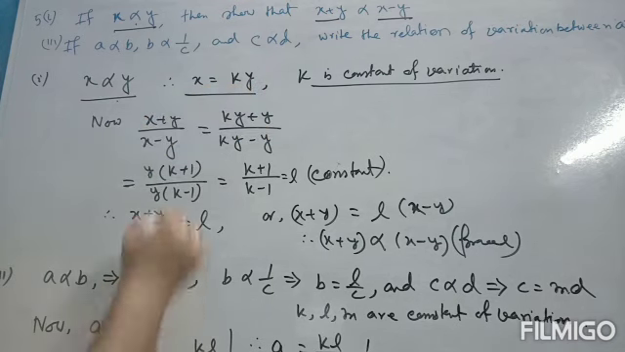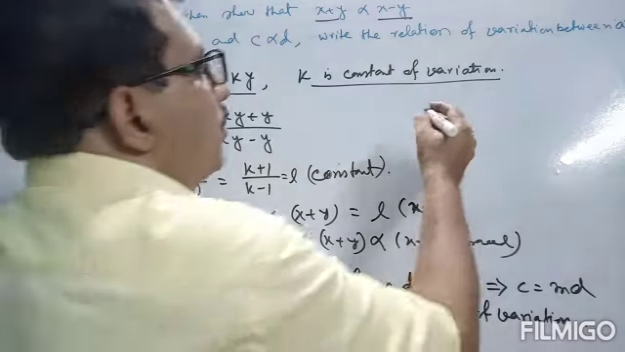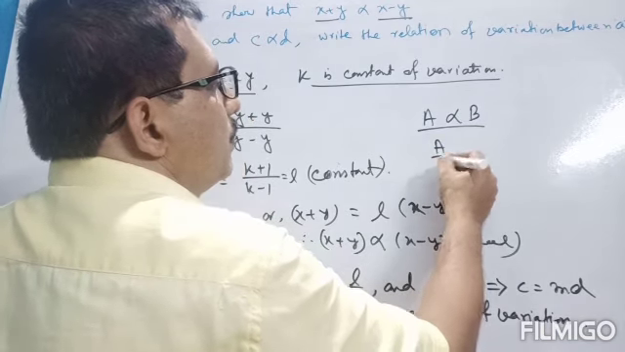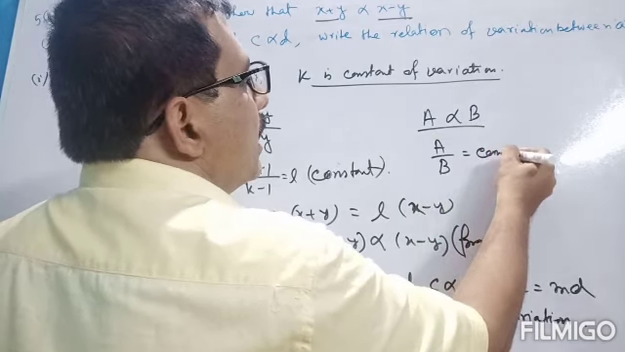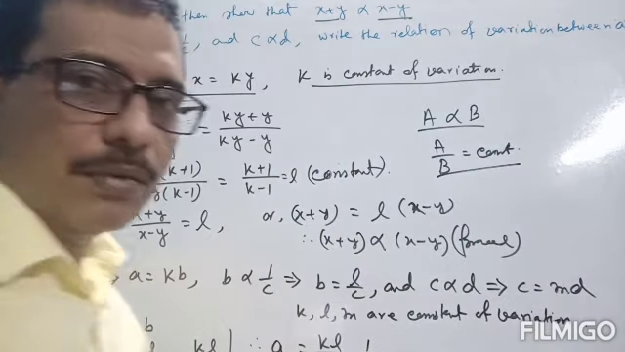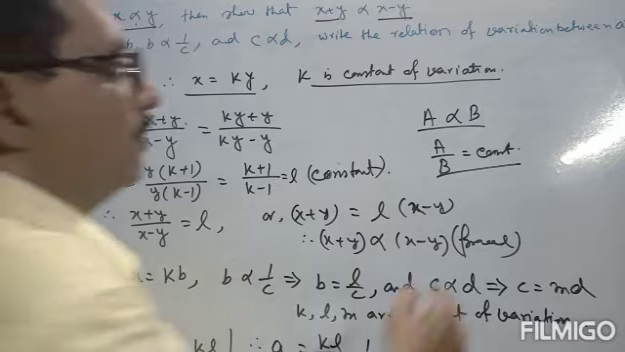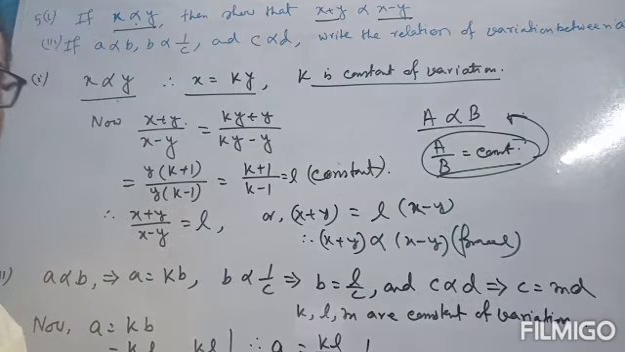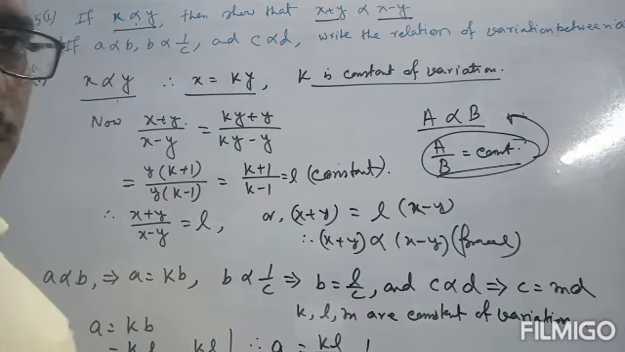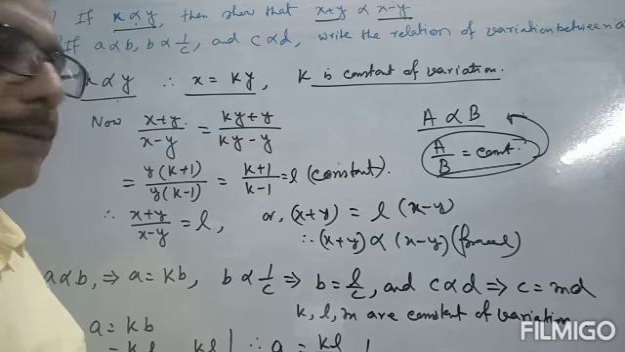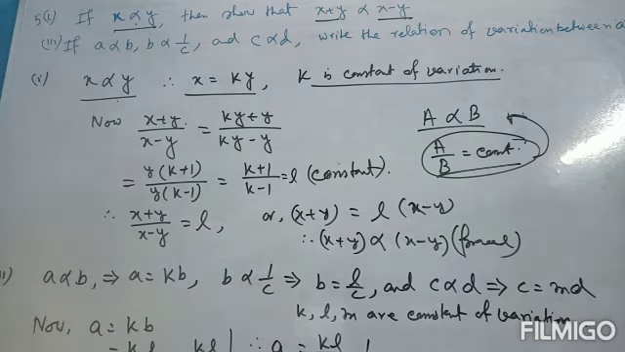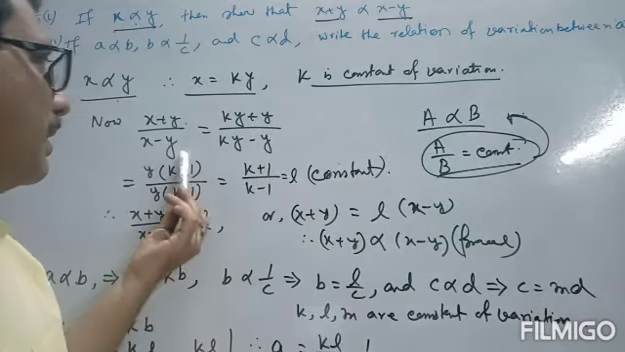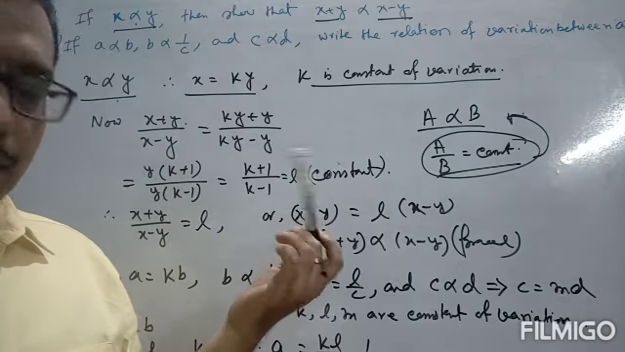Now take this quantity X plus Y by X minus Y. If we have to prove A varies as B, now if we prove A by B is constant, then it is very easy. From this we can conclude A varies as B. So we have to prove A by B is constant, then the problem will be very easy. How? Follow me. We have to prove that X plus Y varies as X minus Y. Now if we prove X plus Y by X minus Y is constant, then it is very easy to prove.